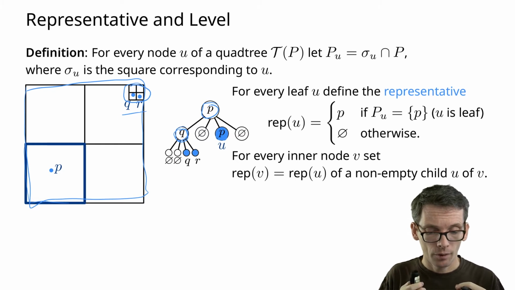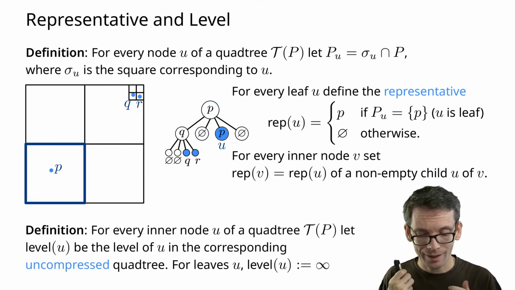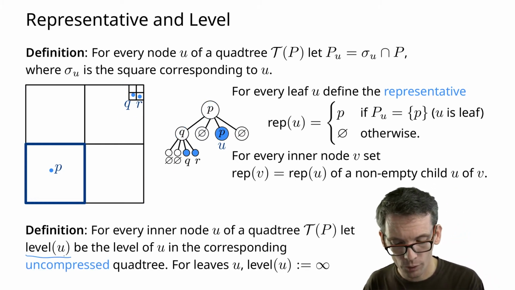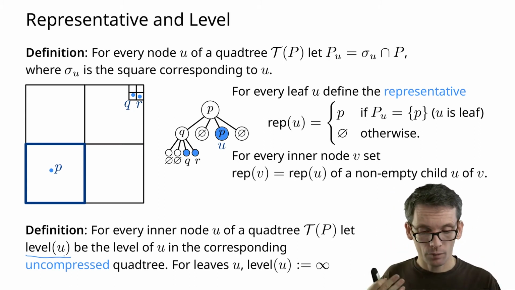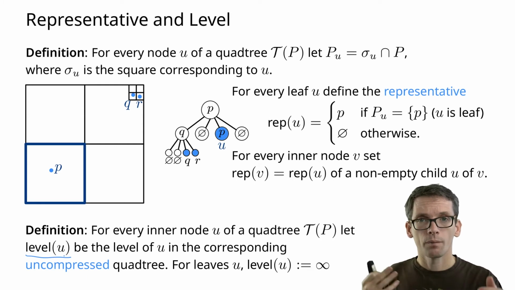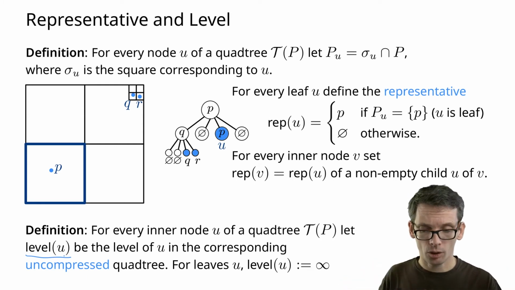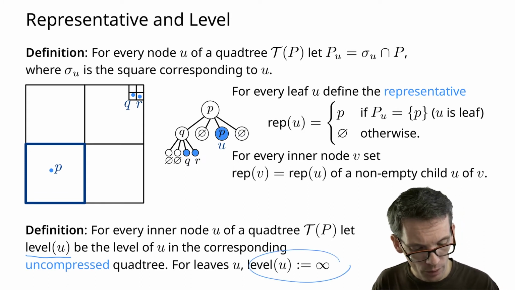And then we need one more concept, and that is the level of a node. So the level is the level within the tree if the tree would be uncompressed. Except for a leaf. For leaves, we're going to set the level to infinity.